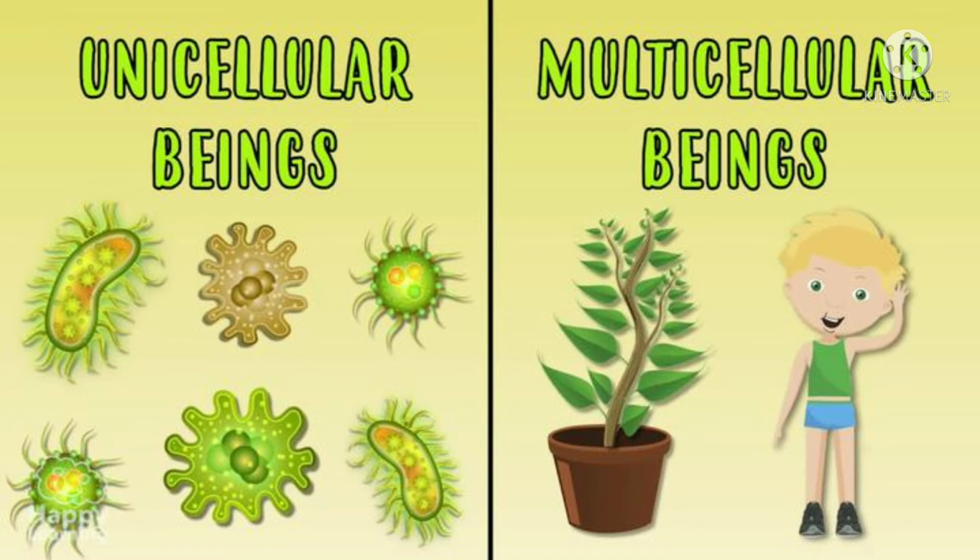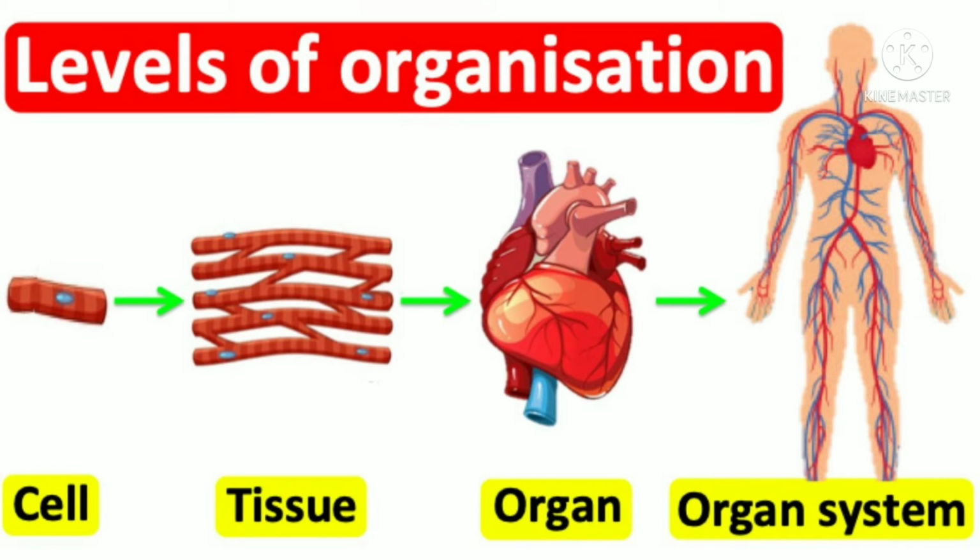And multicellular organism means what? The organisms which are made up of more than one cell, or millions or billions of cells, are called multicellular organisms. Multi means more than one, uni means one. This is the difference you might get in your exam, so be prepared with it. Examples of unicellular organisms include amoeba, paramecium, bacteria, etc. Examples of multicellular organisms include mosquito, human beings, etc.